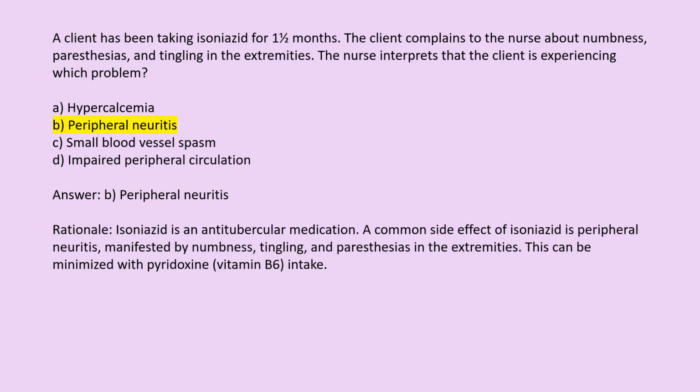Answer. B. Peripheral neuritis. Rationale. Isoniazid is an anti-tubercular medication. A common side effect of isoniazid is peripheral neuritis, manifested by numbness, tingling, and paresthesias in the extremities. This can be minimized with pyridoxine, vitamin B6, intake.